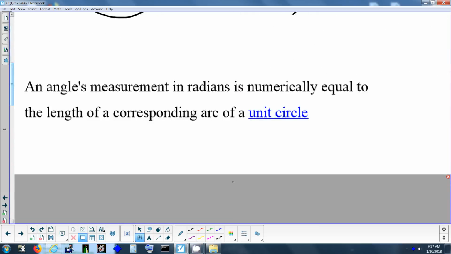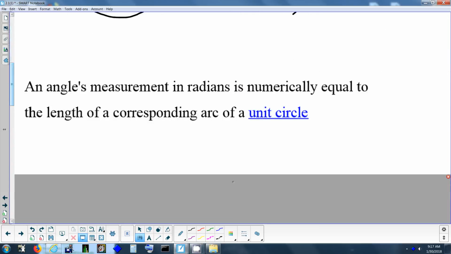And this says that an angle's measurement in radians, so forget about degrees, an angle's measurement in radians is numerically equal to the length of the corresponding arc on a unit circle. Okay, so we might have to define what unit circle means.